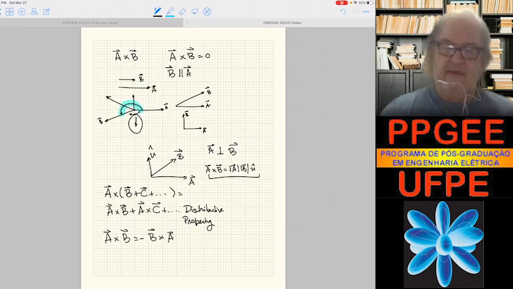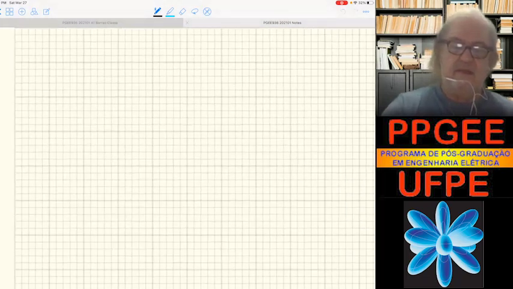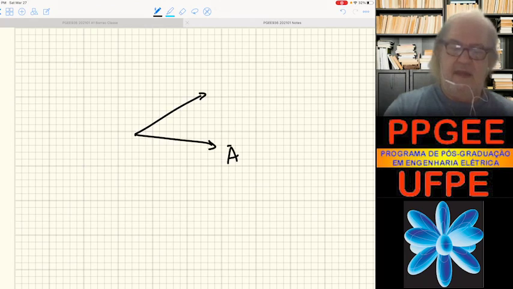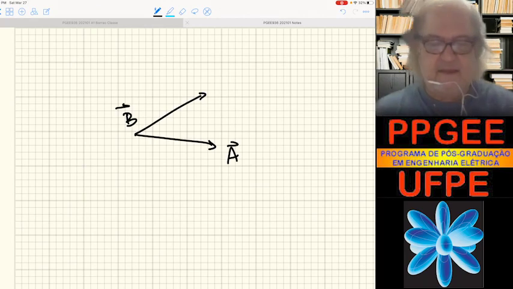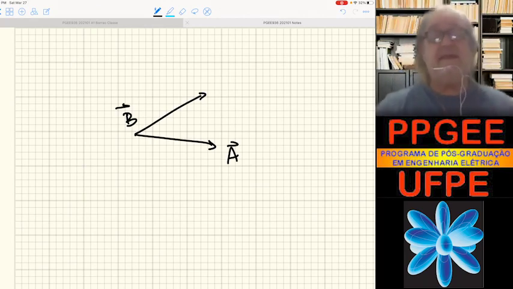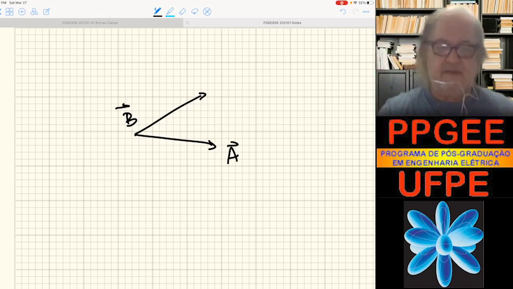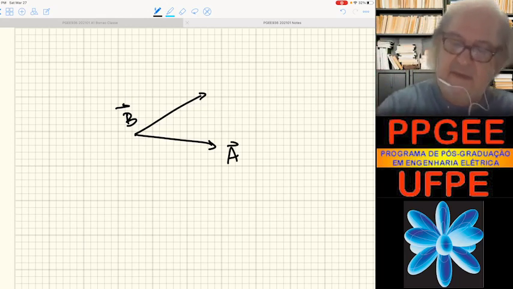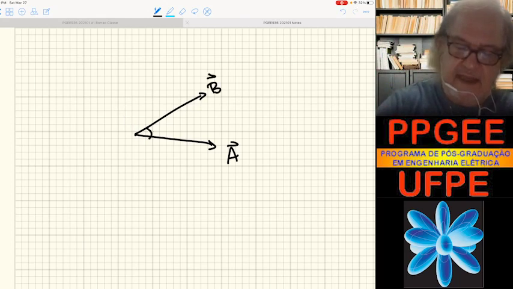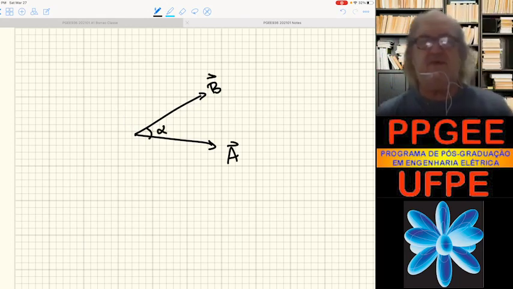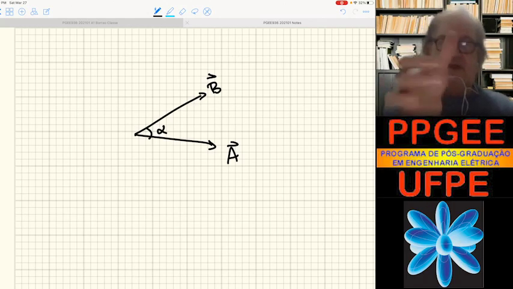Geometrically, we can make a drawing here. A and B going through the smallest angle, okay? You can always do that. You can go to the largest, but then you have to calculate the sine and so on. Go to the smallest angle, which is going to be easier. Let's say the angle is smaller than pi over 2. Okay, A cross B is going to be like this.